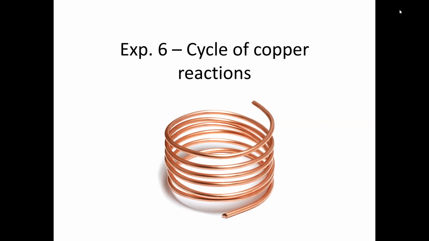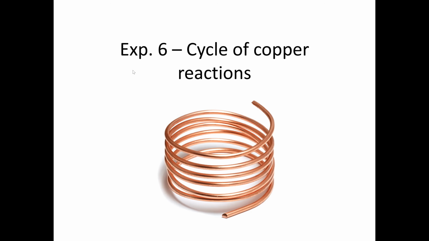So in experiment 6, we're looking at the cycle of copper reactions. So in this little brief session here, we're going to talk about the different types of chemical reactions we can observe, and then the actual chemical reactions we're going to observe as we do this cycle of copper reactions, and then some important experimental notes, and then we'll look through a run through of performing this experiment. So sit back and have a sheet of paper, maybe take some notes as we go through it.